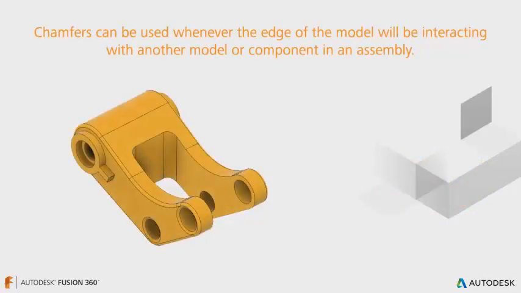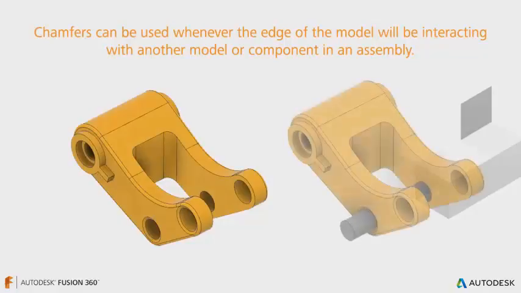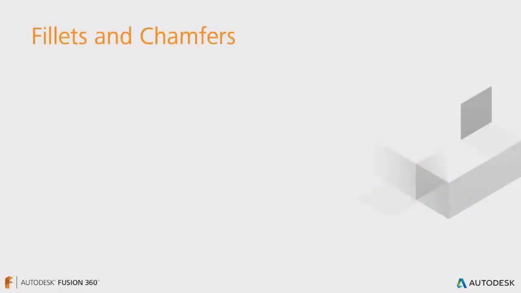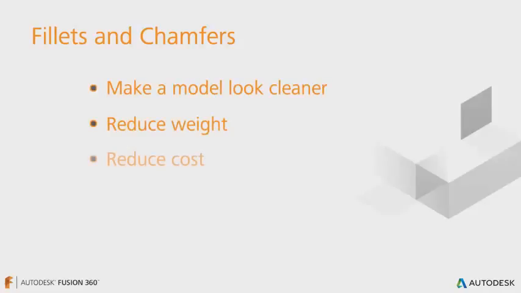Chamfers can be used whenever the edge of the model will be interacting with another model or component in an assembly. These features can also make a model look cleaner, reduce weight, and reduce cost of a physical part made from the model. In these cases, it is up to you to get creative and customize the model.